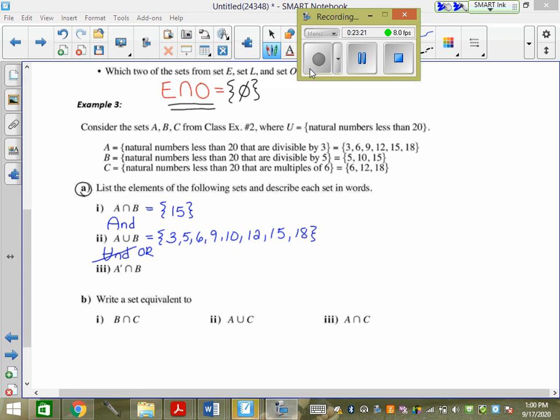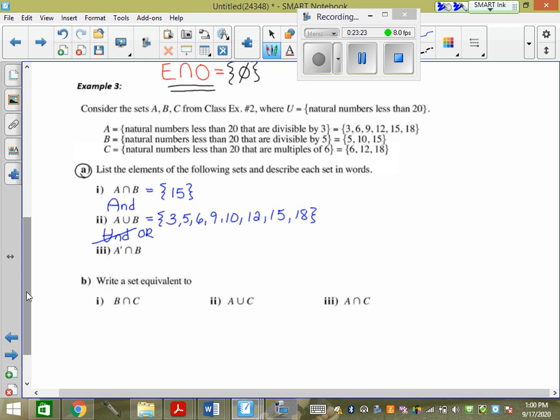So not A and B. So what I would do, instead of trying to do these in my head, I would write out the complement of A. So I have 1, 2, 4, 5, 7, 8, 10, 11, 13, 14, 16, 17, 19. So what's in not A and in B?